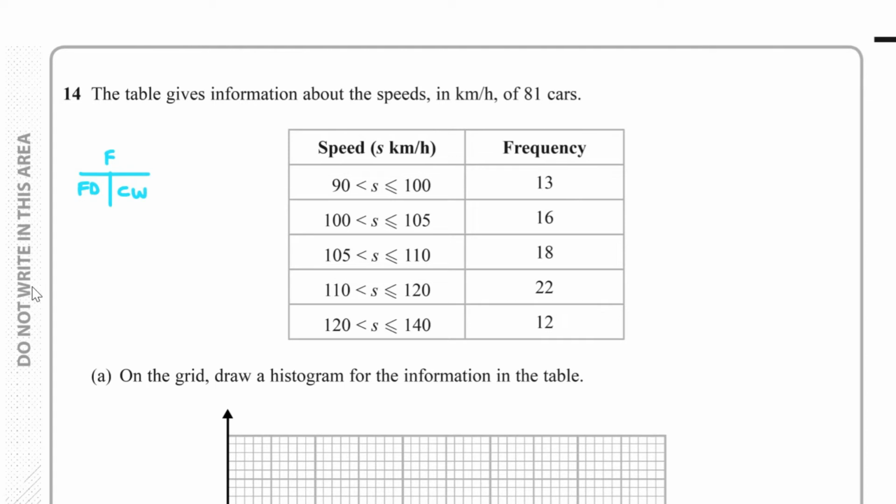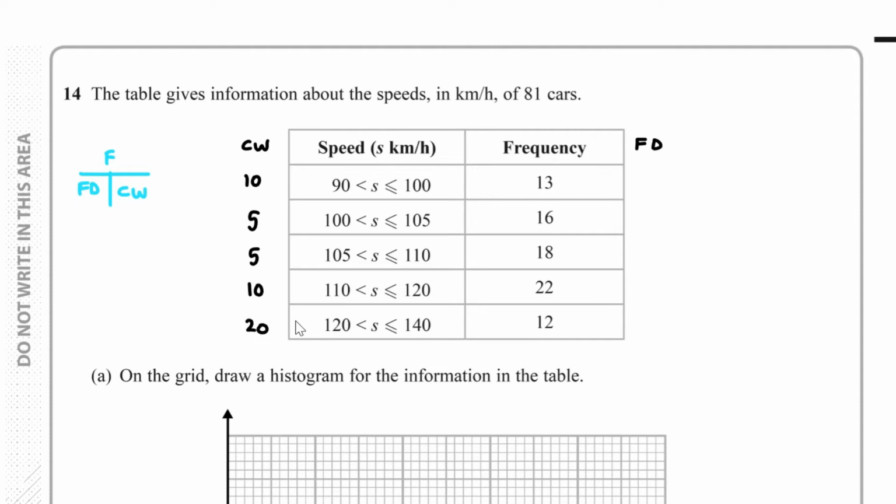So before we do anything else, we need to work out the class width, so we can do that here. We also need to work out the frequency densities as well. So here the class width, you can see here is 10. Class width here is 5. Class width here is 5. Class width here is 10. And class width here is 20.